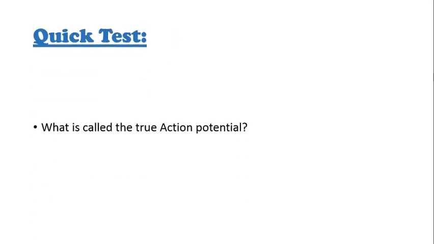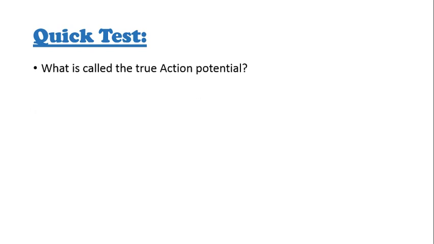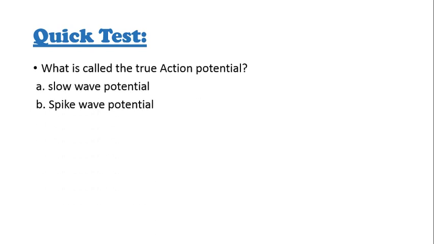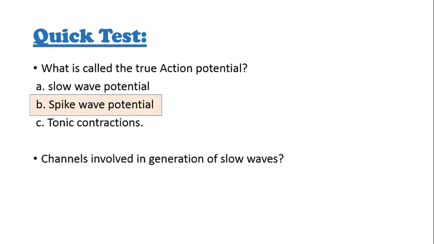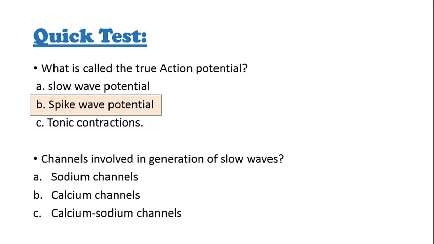Quick test. What is called the true action potential? Slow wave potential, spike wave potential, or tonic contractions? The answer is spike wave potential. And channels involved in generation of slow waves: sodium channels, calcium channels, or calcium sodium channels? The answer is sodium channels.